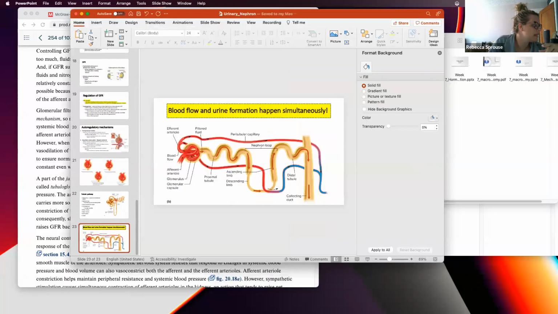All right, so in the next lecture, we're going to talk about the three functions of the kidney. We talked a lot about filtration in this lecture. We're going to get more into the reabsorption and the secretion, which happens later down the tubular pathway here.